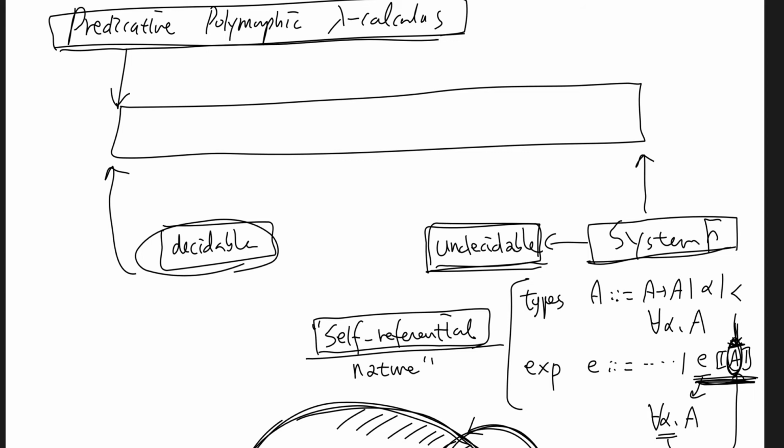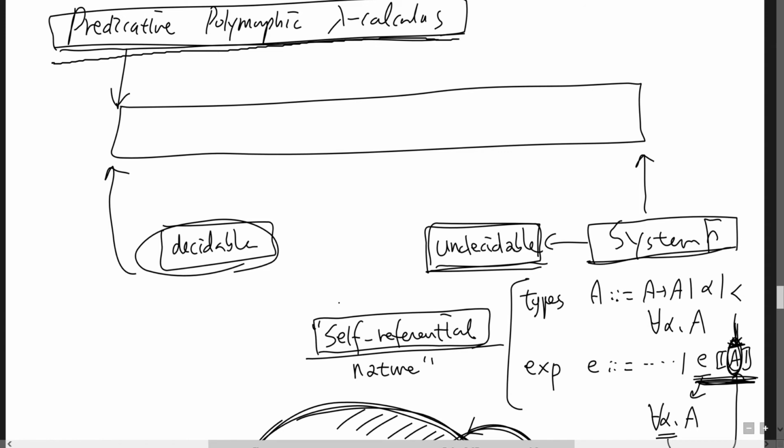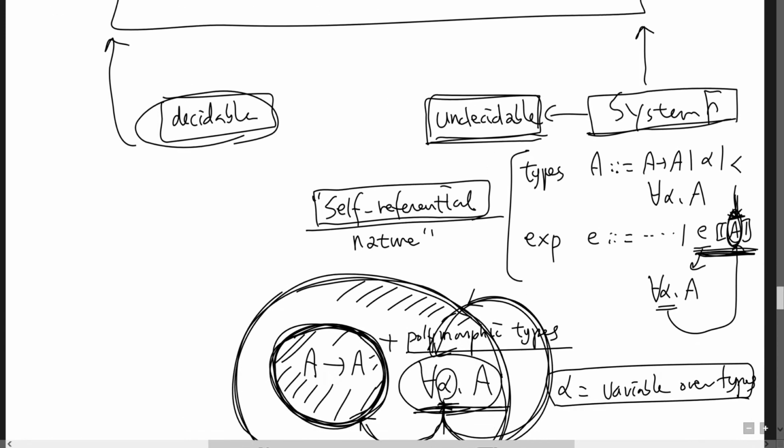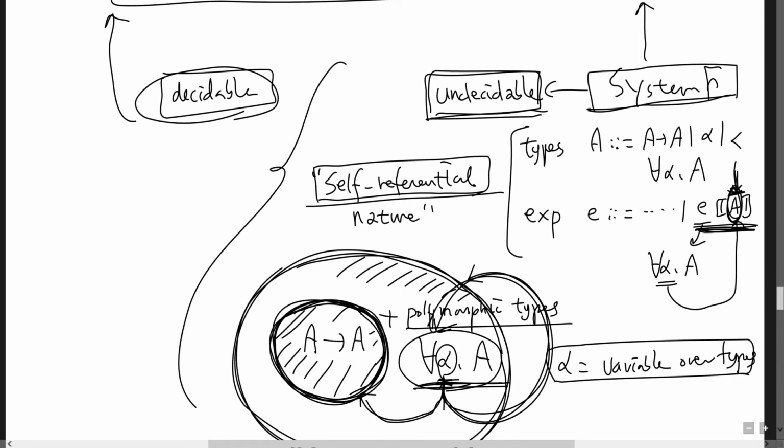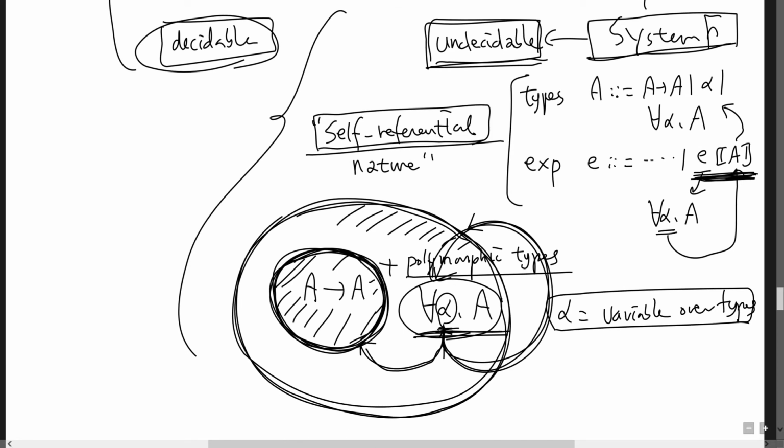So let's start to develop predicative polymorphic lambda calculus. As we have seen in this example, the problem with System F is in the definition of this type application, this type A can be any type. But perhaps we could restrict the range of this type variable to the set of existing function types.